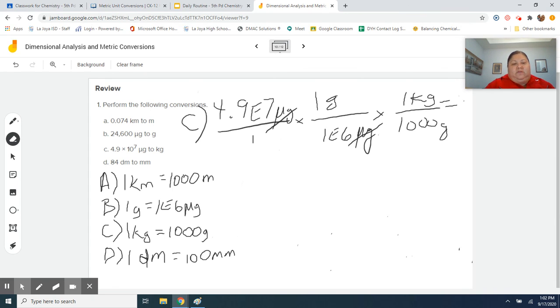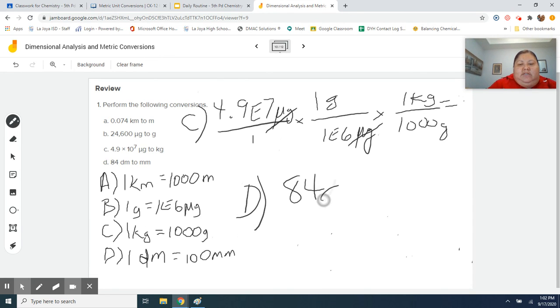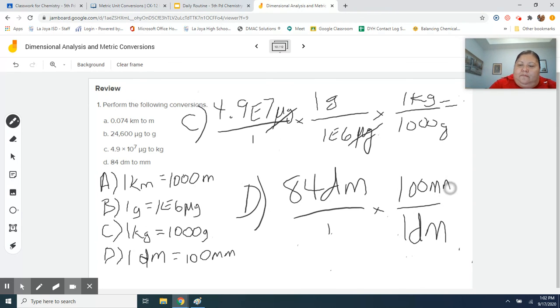All right, last one, letter D. This one's easy. Letter D, 84 decimeters over 1. Remember, where does decimeters need to go to cancel? In the bottom. Okay, so we put 1 decimeter, 100 millimeters. Decimeters cancel with decimeters. And what do I do if everything's on top? Multiply. There you go.